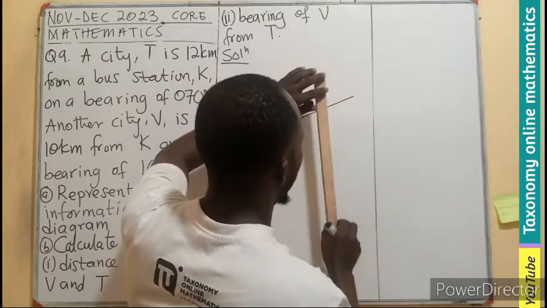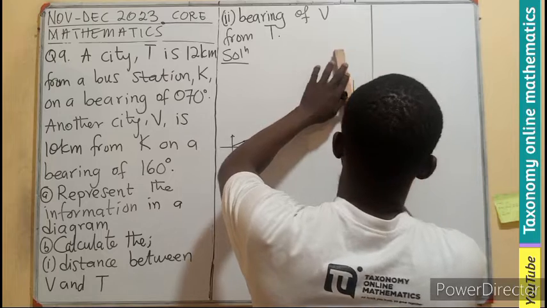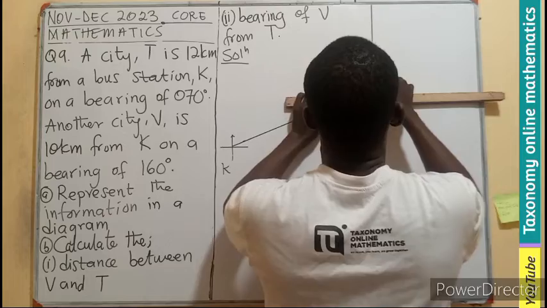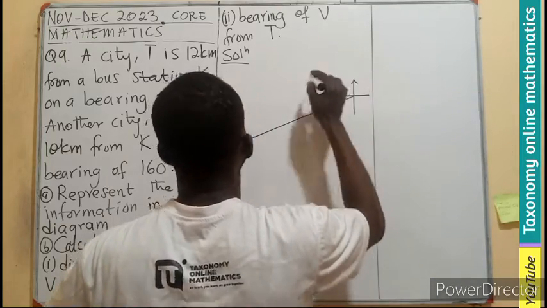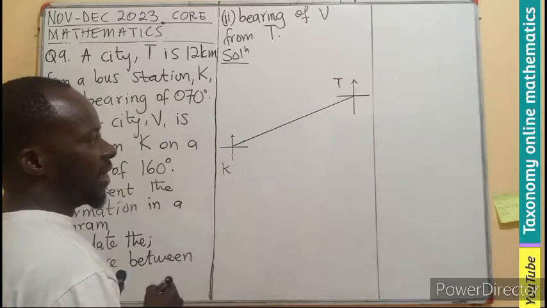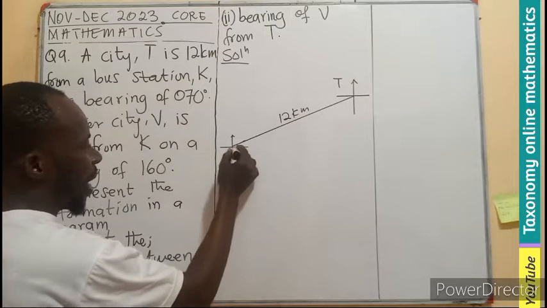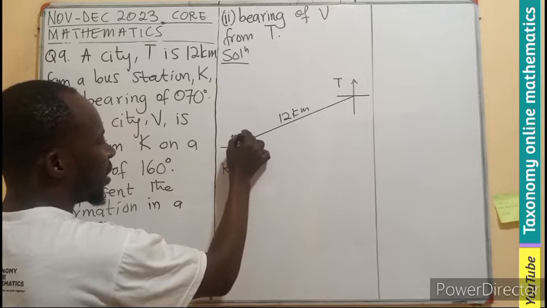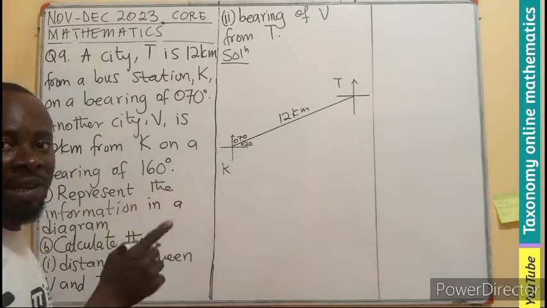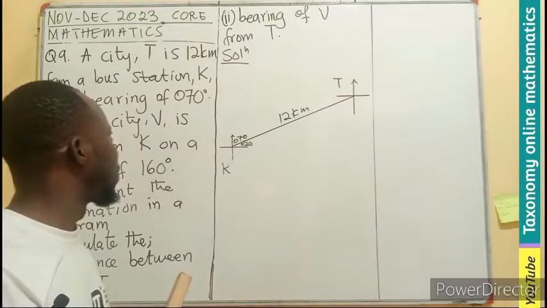Okay, so now that will also have another Cartesian plane. So this is also going to have the north. The town is what? T. What is the distance? The distance is 12 kilometers. What is the bearing? This is going to be 70 degrees. This is going to be 20 degrees. 20 plus 70 gives us our 90 degrees. So this is the first representation.